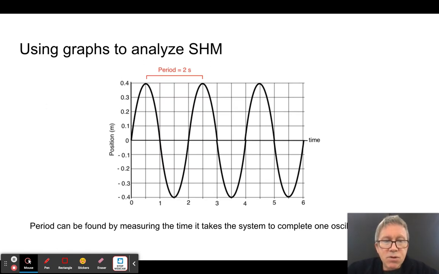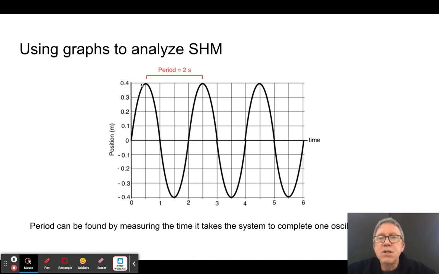Now let's talk about how we're going to use graphs to analyze simple harmonic motion. So if I was to take, say, a motion sensor and measure how far an oscillator goes back and forth on either side of equilibrium, or I could measure the velocity, or I could measure the kinetic energy. I could measure all kinds of things here, right? But let's just start with position.